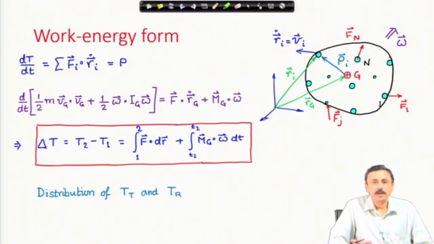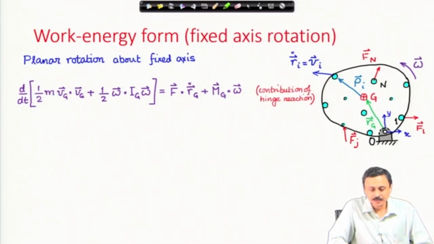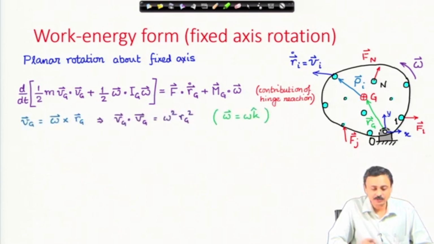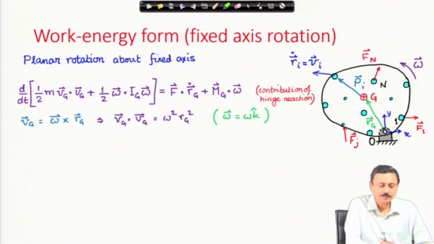Now, the kinetic energy is of course composed of the translational part and the rotational part, and we are going to look at how the translational kinetic energy changes and how rotational kinetic energy changes a little later. If you consider planar rotation about a fixed axis, then there are some simplifications possible that I was mentioning.